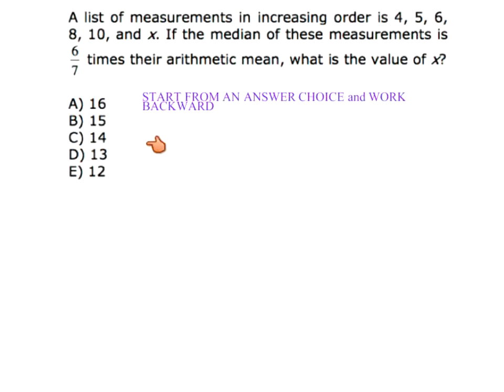So the median is 7. But sure, let's just start with one of these choices. Let's say that one. What's interesting about this is that it's a little bit more efficient to start with B or D.